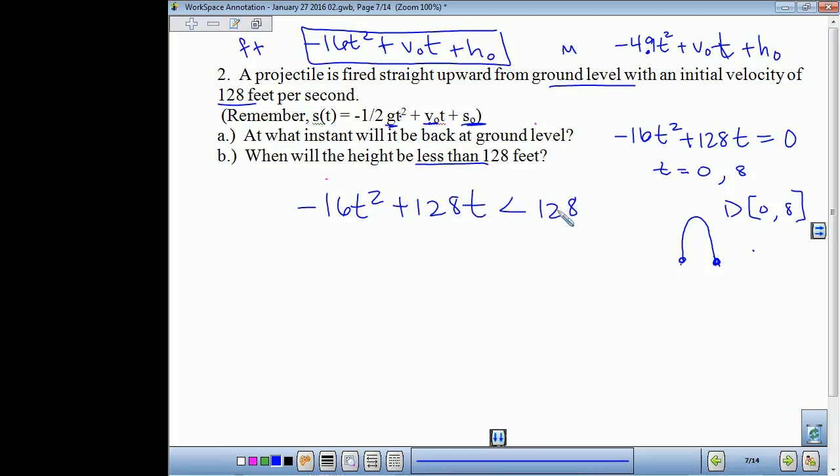Now what would I do with that 128? Subtract it. Okay. Now when I start to investigate this on my calculator, I will only look within this reasonable domain. Any part of the graph outside of that reasonable domain wouldn't make any sense.